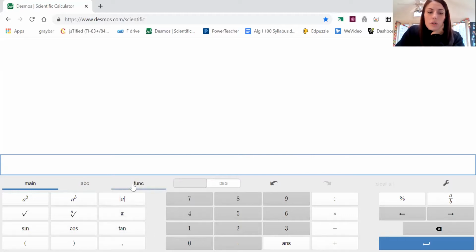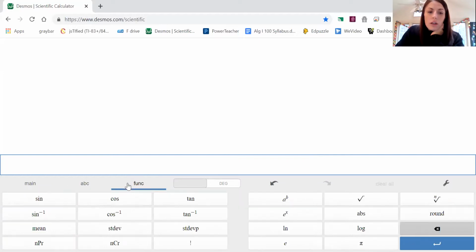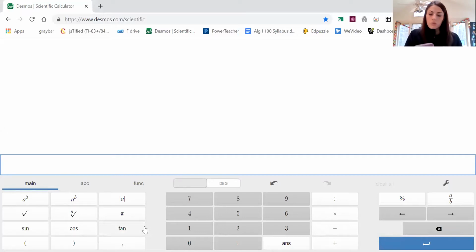It has a main screen, and then this is just a keyboard, and then the function screen. And so you can see sine, cosine, and tangent there. And then what we're going to look at today is inverse sine, cosine, and tangent. So this is something you should have. Like I said, I also would recommend you put it on your phone, but let me just show it to you again.